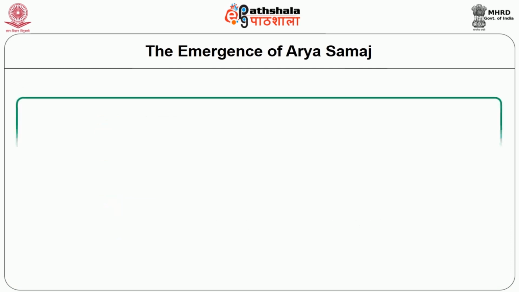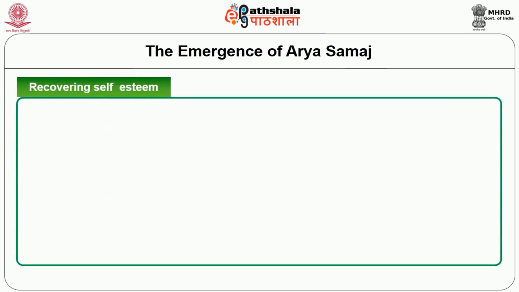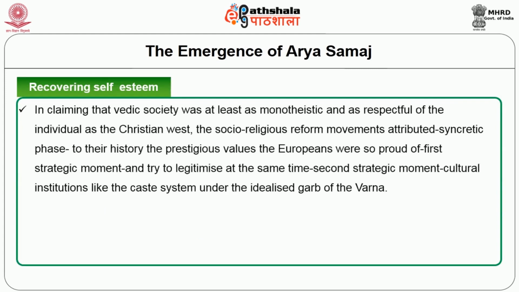Recovering self-esteem: in claiming that Vedic society was at least as monotheistic as and respectful of the individual as the best, the socio-religious reform movements attributed to their history the prestigious values the Europeans were so proud of, the first strategic moment, and tried to legitimize at the same time, the second strategic moment, cultural institutions like the caste system under the idealized garb of the Varna.